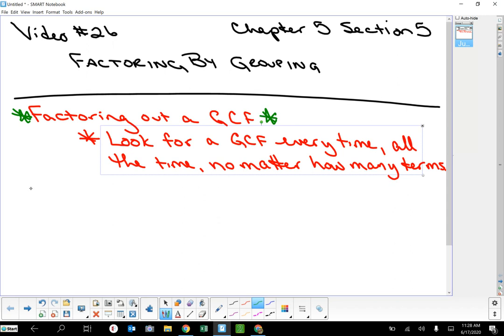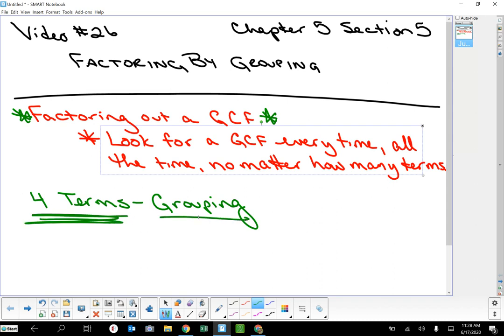And then if you have 4 terms in a problem, you're going to factor by grouping, which is what this one is. And then we're going to talk about how to factor with 3 terms and then with 2 terms. So the number of terms will determine the type of factoring you do. Again, 4 terms is when you're going to use this grouping.